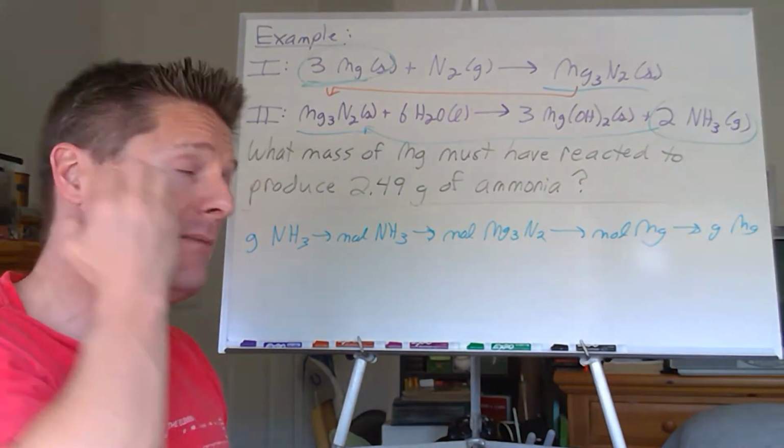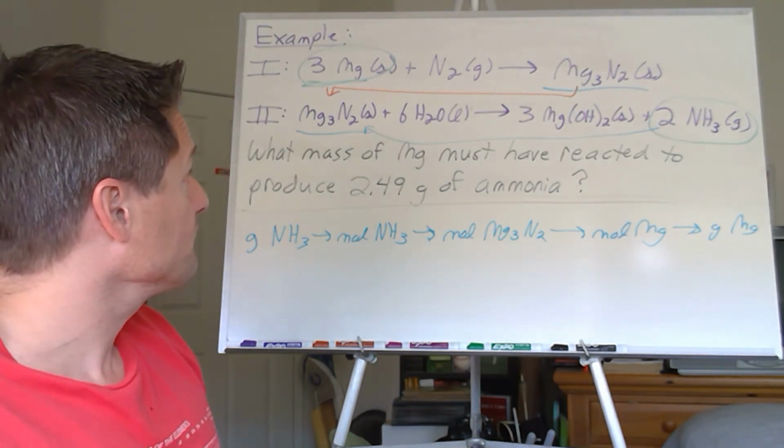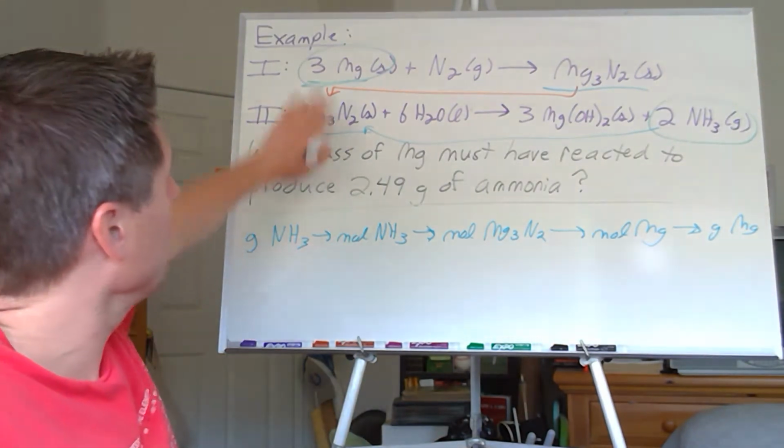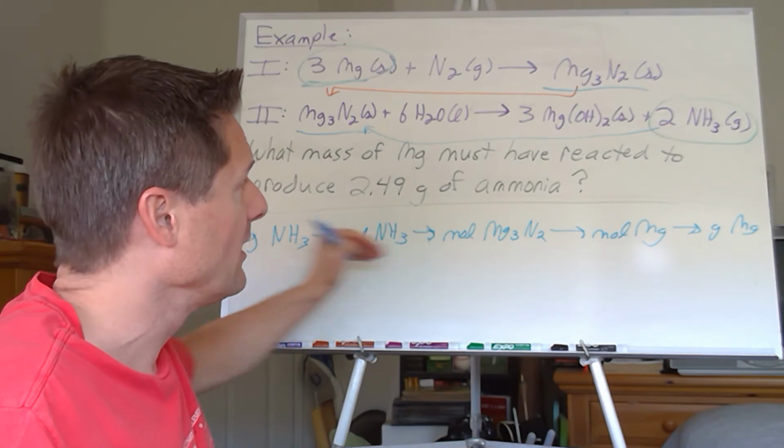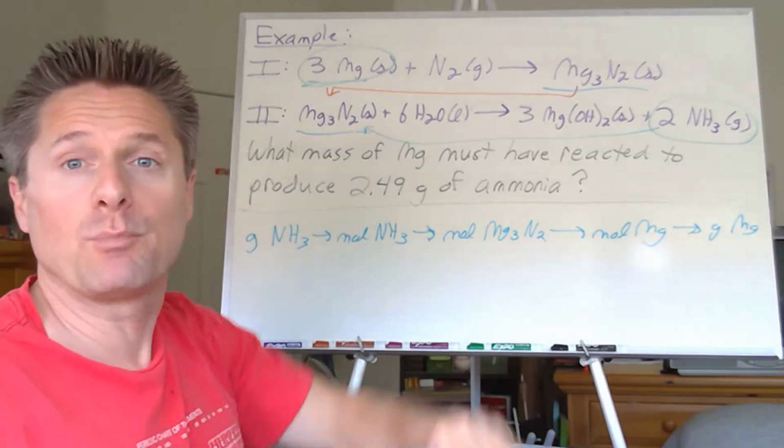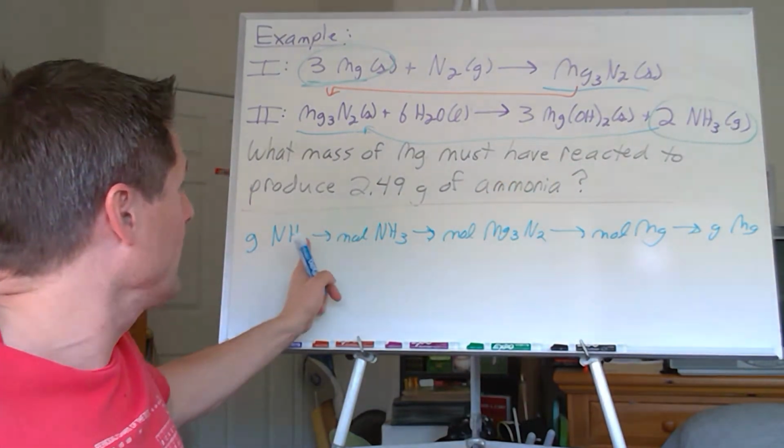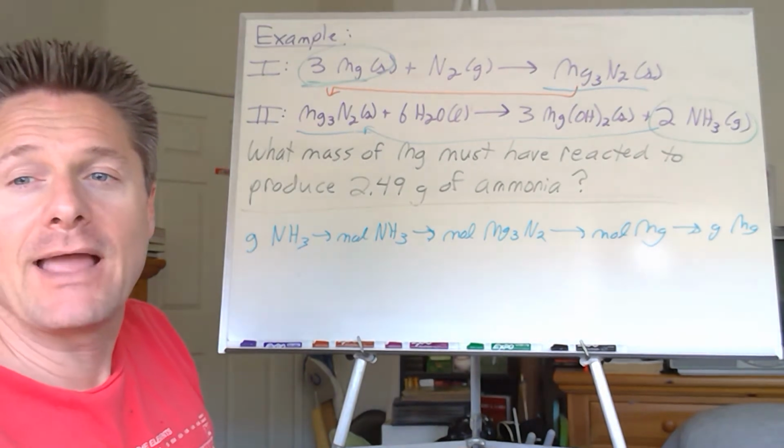I'm going to erase the board, pop this baby out, have at it. Actually, I'll leave the equations up. I'll just erase this part, and then we'll move along this process. So start with 2.49 grams of ammonia. See if you get what I got. Have at it.